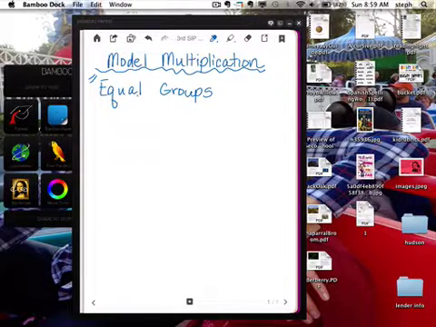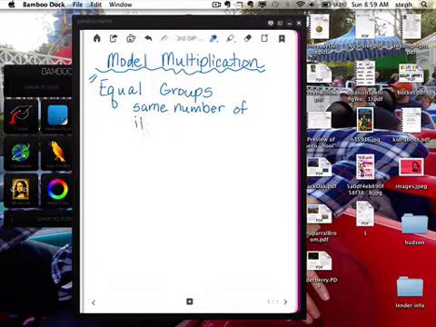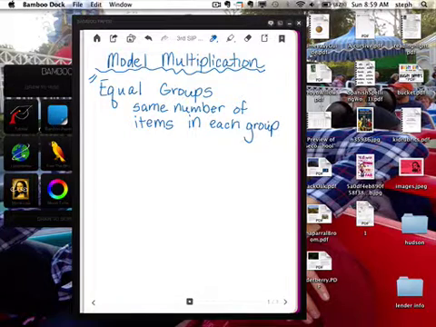So equal groups are the same number of items or things in each group. And you know what a group is. We get together, we have some items, and that can be considered a group. Or we have some people together, and we can consider that a group. So go ahead and write same number of items in each group.